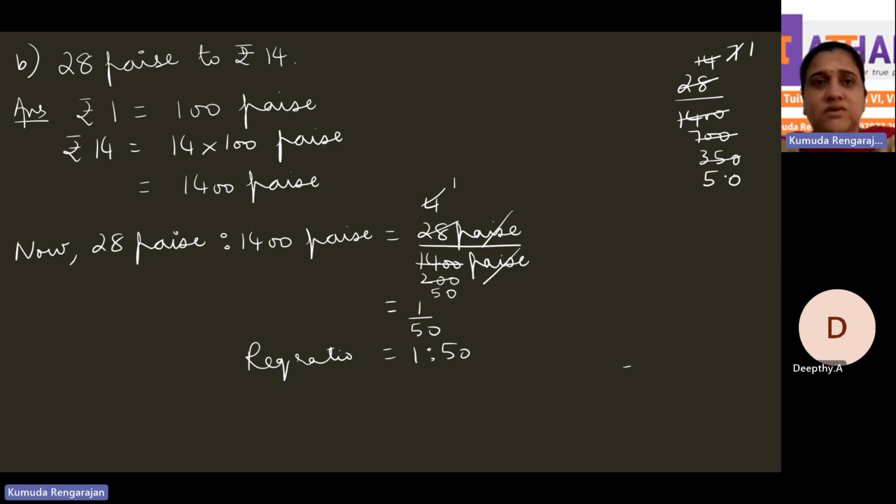I'll do it again if you don't understand. It is not that you should cancel only once or twice. You can keep doing it till you get the simplest form, till the numbers in the numerator and denominator are no longer divisible by the same table. You can use any table which is common to both. She took 7, you took 2. One may get the answer in 2 steps, the other might take 4-5 steps, but you will get the same answer.